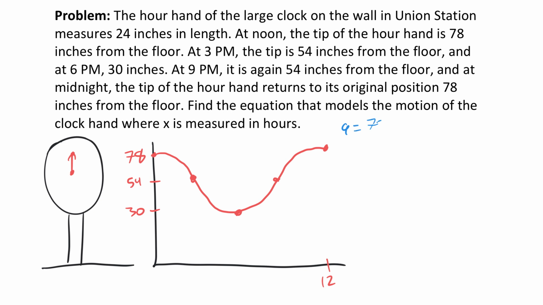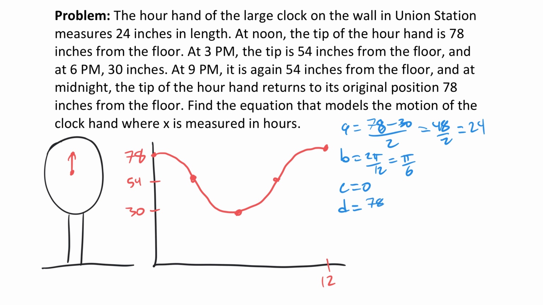A equals 78 minus 30 over 2, so that will be 48 over 2, 24. B is 2 pi over 12, so pi over 6. It looks like C is just 0 because this looks like a cos graph. And D will be top plus bottom over 2.